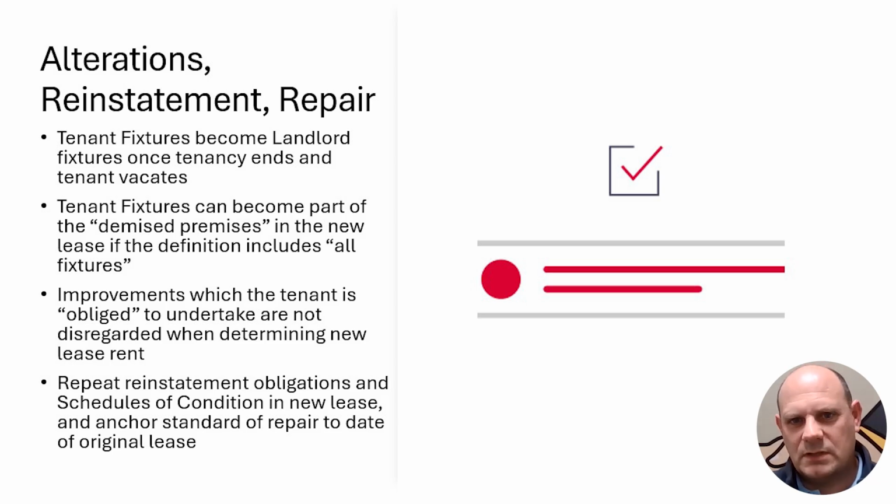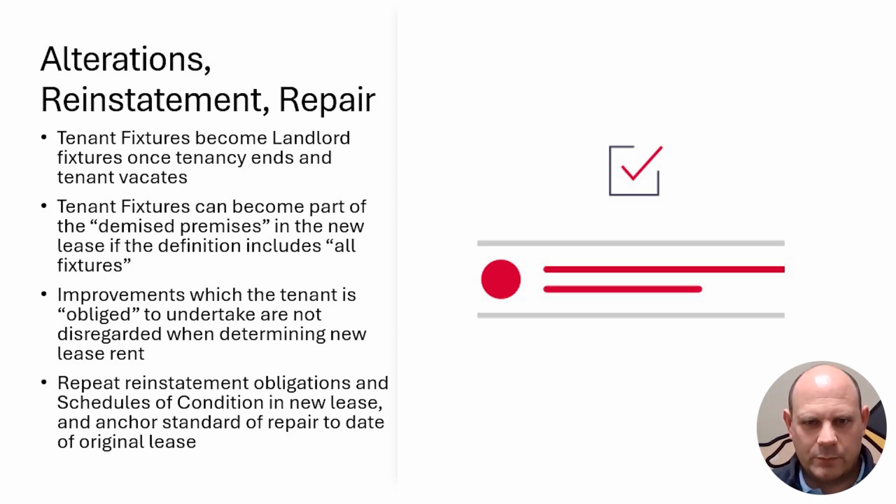The key point is that fixtures and improvements need to be clearly identified and documented, with express provisions that they're disregarded for rent review and renewal purposes, and that the new lease does not seek to incorporate tenant's fixtures into the definition of the demised premises.